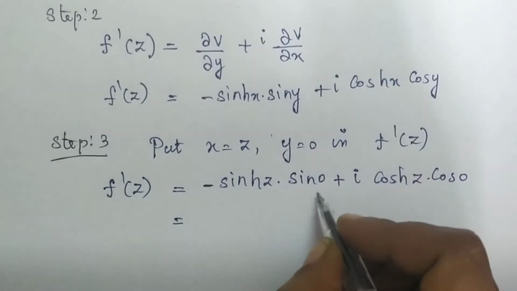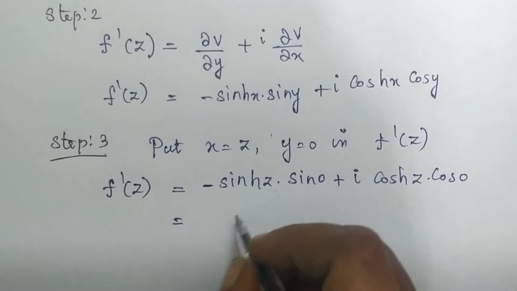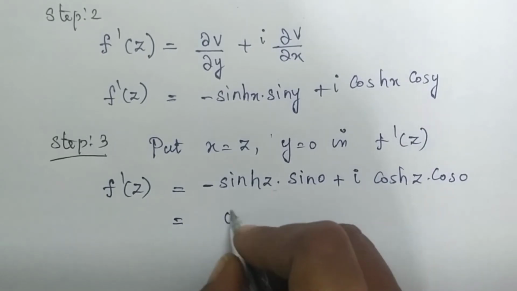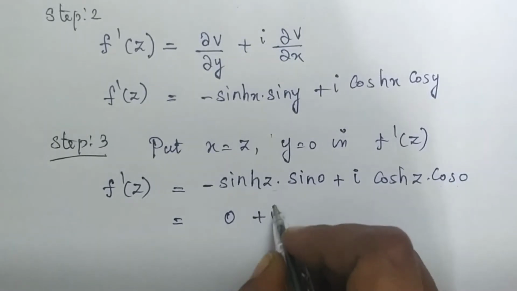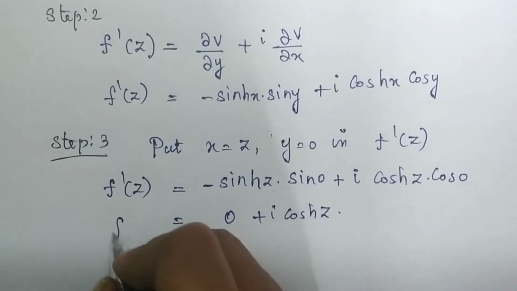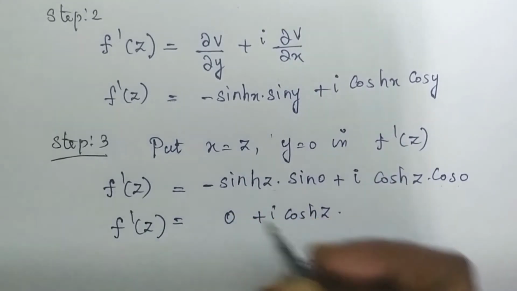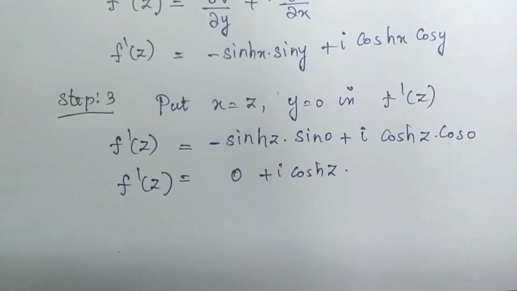So this is equal to, sin 0 is 0, you know. So the first term vanished. So 0. And you know the value of cos 0. Cos 0 is 1. So plus i into cos hz. Right? So this is the value of f dash of z. Now we got f dash of z. That means step 3 is over. And step 4.